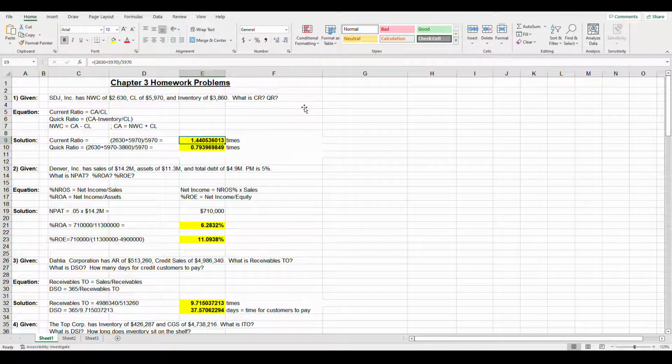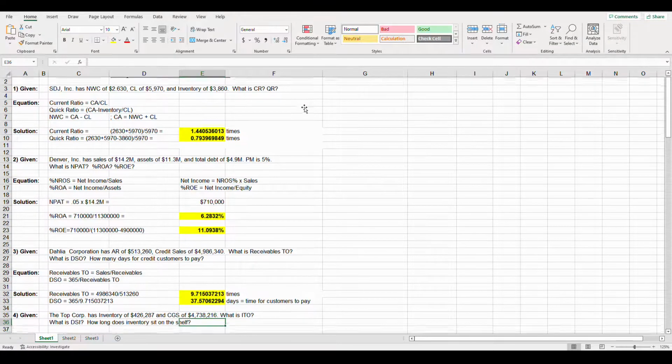Quick ratio is simply current assets minus inventory. So that same number we solved for in the numerator of the prior problem, minus inventory of 3860, and that total numerator divided by 5970 of current liabilities. And I get 0.79 times for a quick ratio. And there are your answers to problem number 1.